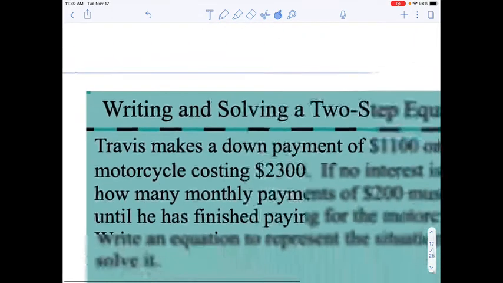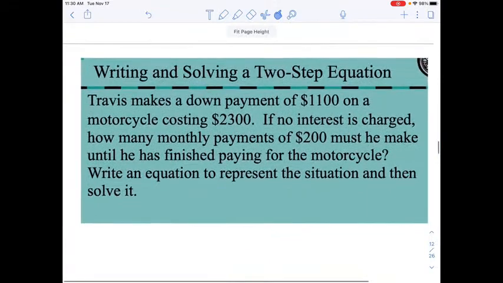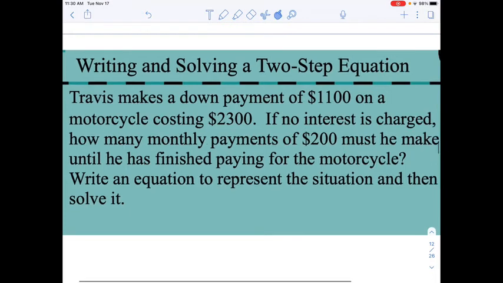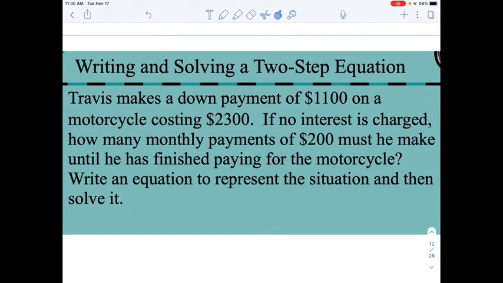All right, a couple more problems. Two-step equations. So don't let this overwhelm you. We got this. Make sure it's in your notes. This one said Travis makes a down payment of $1,100 on a motorcycle that costs $2,300. No interest is charged. How many monthly payments of $200 must he make until he is finished paying for the motorcycle? Write an equation, solve it.